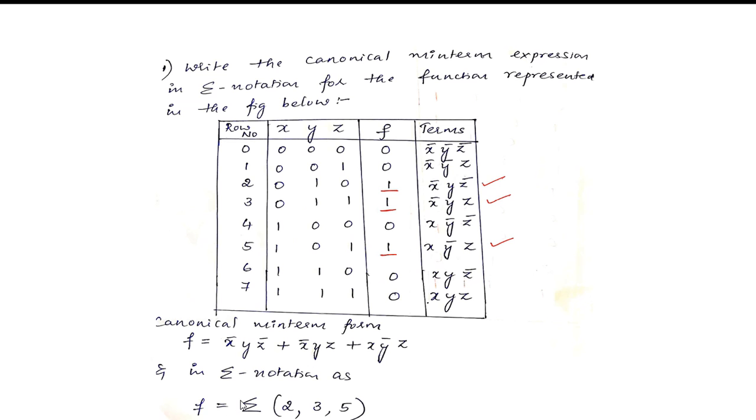You know how to write. Next, write the sigma notation. Sigma notation of this means what? Decimal equivalent of this binary combination. The binary combination of this x complement y into z complement is 0 1 0, right? The decimal equivalent of this is 2, right? You write 2. Next, for the second term, that is 3. Next, for the third term here, for that it is 5. So sigma notation is 2, 3, 5.